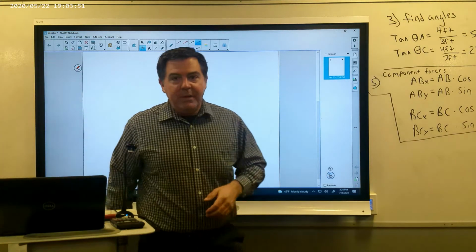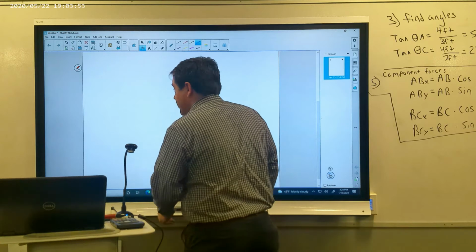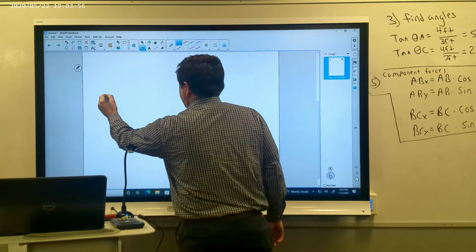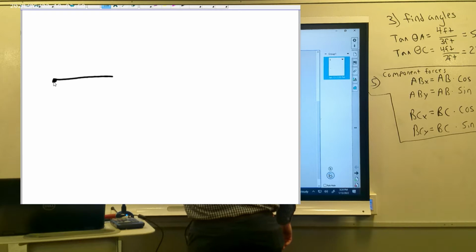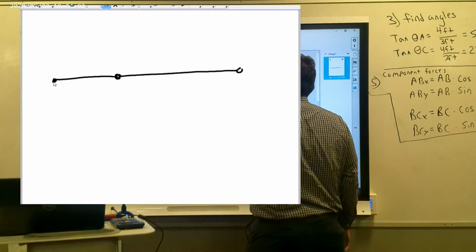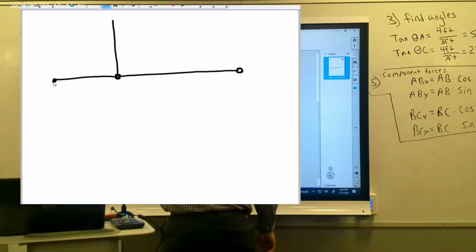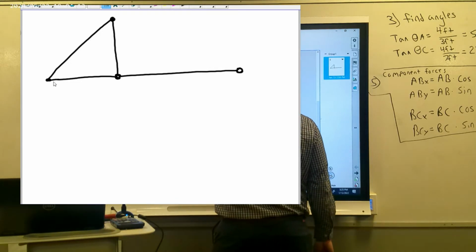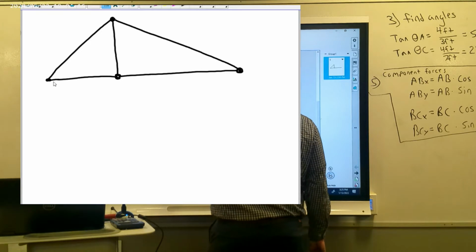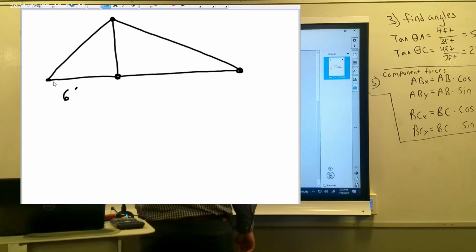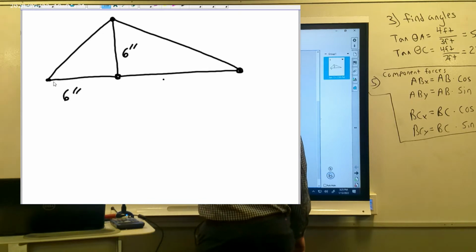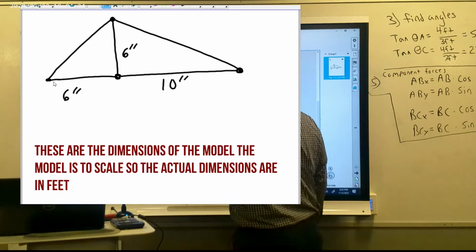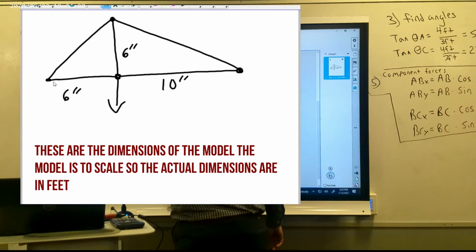The first step is going to be to draw our truss system. So we're going to go ahead and draw our members, starting with a point and one member and another member. And then we have a vertical member in this direction and a diagonal down to this point. Now the dimensions of our truss are 6 inches, 6 inches, and 10 inches. And we have an 800-pound downward force acting on our truss system.